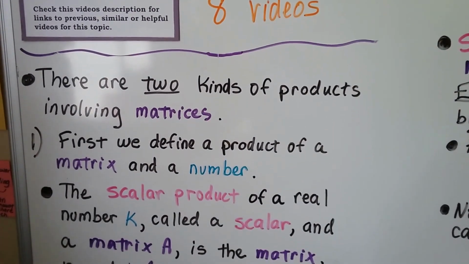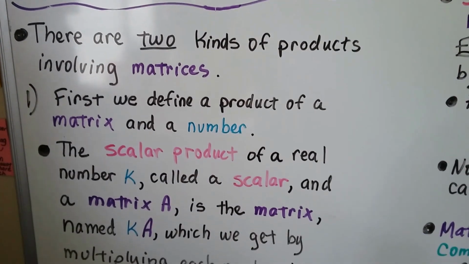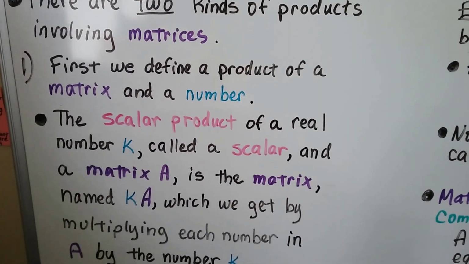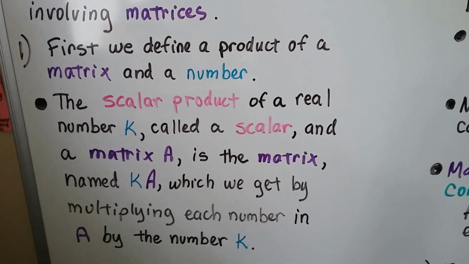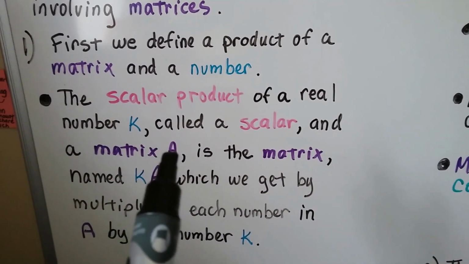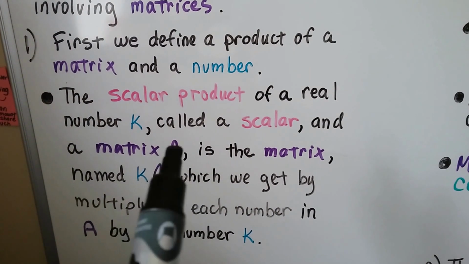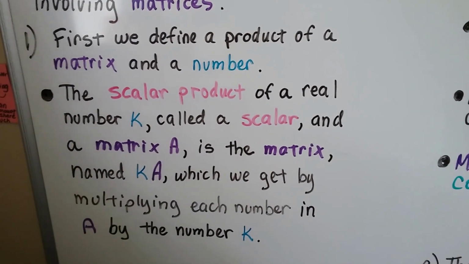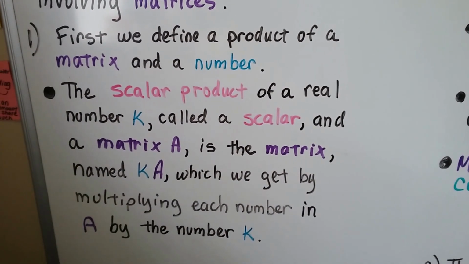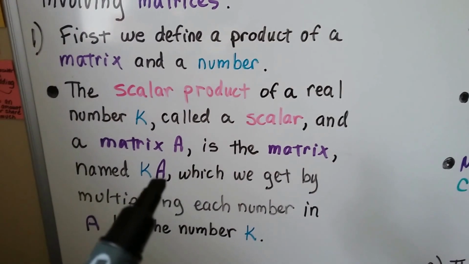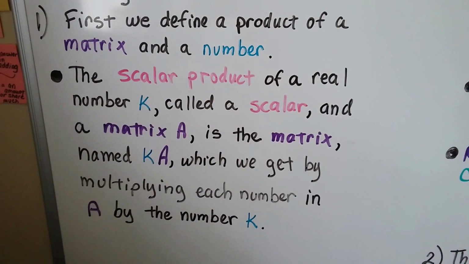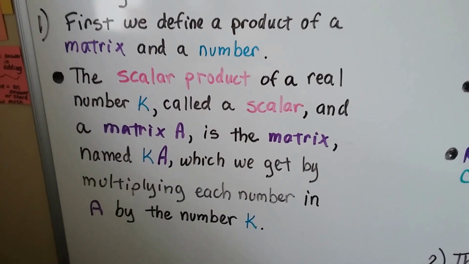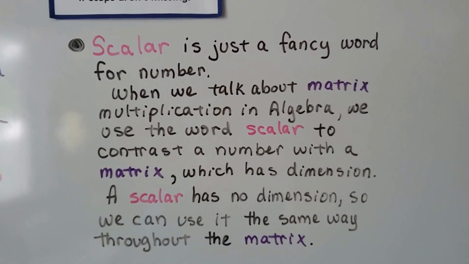And first we define a product of a matrix and a number. The scalar product of a real number k, called a scalar, and matrix A. Remember, all the matrices have a capital letter of the alphabet that labels them. So a matrix A is the matrix, and it'll be named kA. We get it by multiplying each number in A by that number k, whatever k is. And scalar is just a fancy word for number.